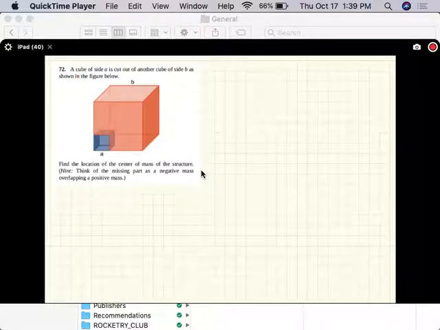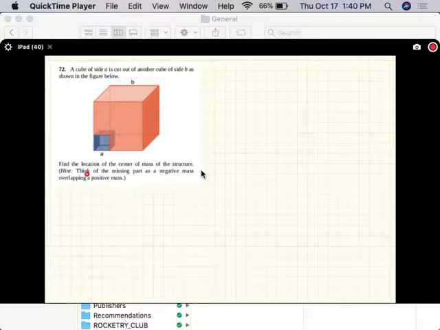Okay, this problem says a cube of side A is cut out of another cube of side B as shown below. So here was a cube, and then you didn't like this piece, so you cut it out and threw it away. Find the location of the center of mass of the remaining structure. When the cube was whole, the center of mass is right at the center. So before this piece was cut out, the center of mass was there.